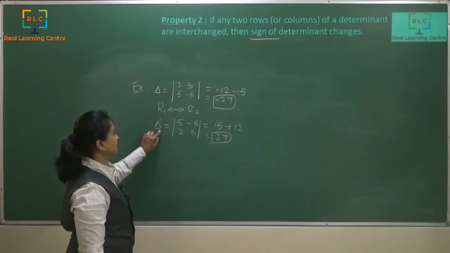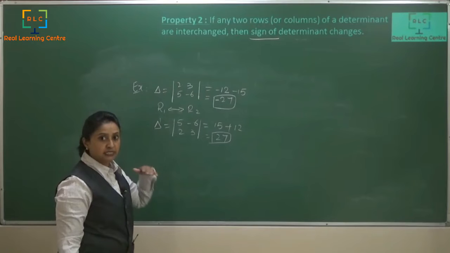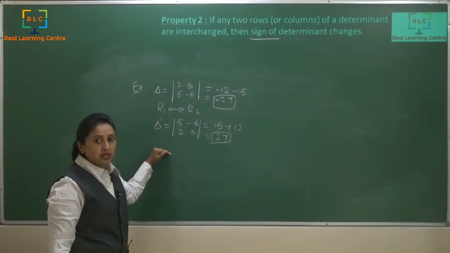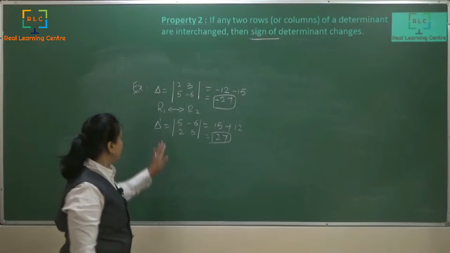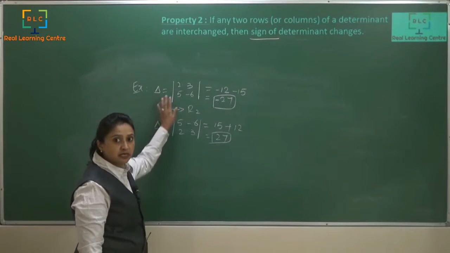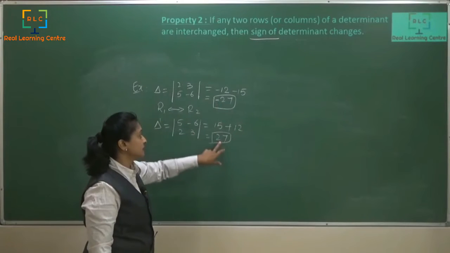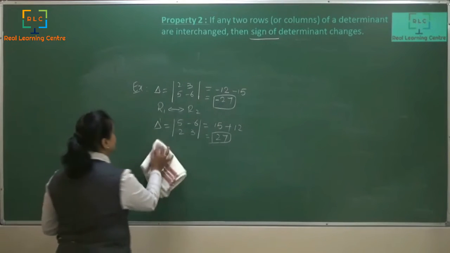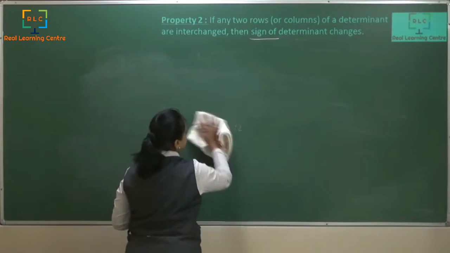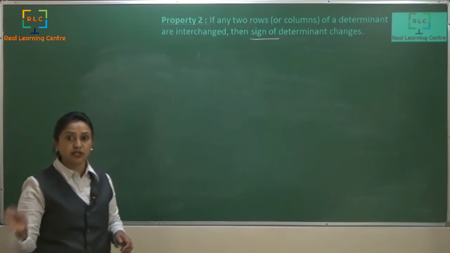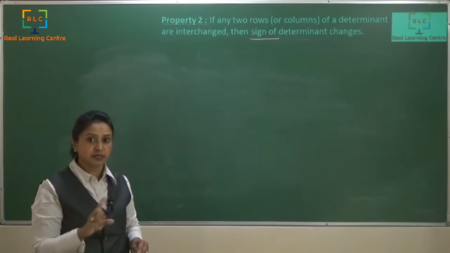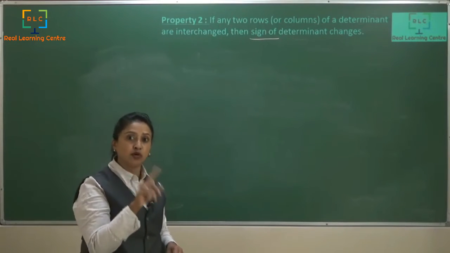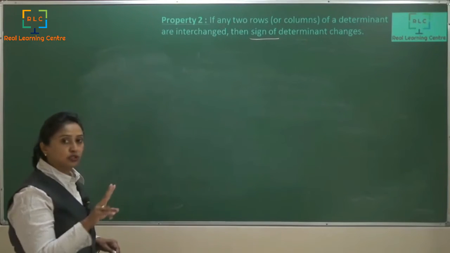So you got delta dash. I am not transposing it, I am calling it delta dash, meaning the new delta. Whatever change they are asking us to do, we do the change, and that new delta is called delta dash. So delta dash is not the same as delta, but it is opposite in sign. Here it is minus 27 and here it is plus 27. This is the meaning of the property: if you interchange any 2 rows or any 2 columns, then the sign of the determinant value changes. Plus becomes minus or minus becomes plus. And here again you cannot interchange one row and one column, it's impossible. So any 2 rows or any 2 columns.